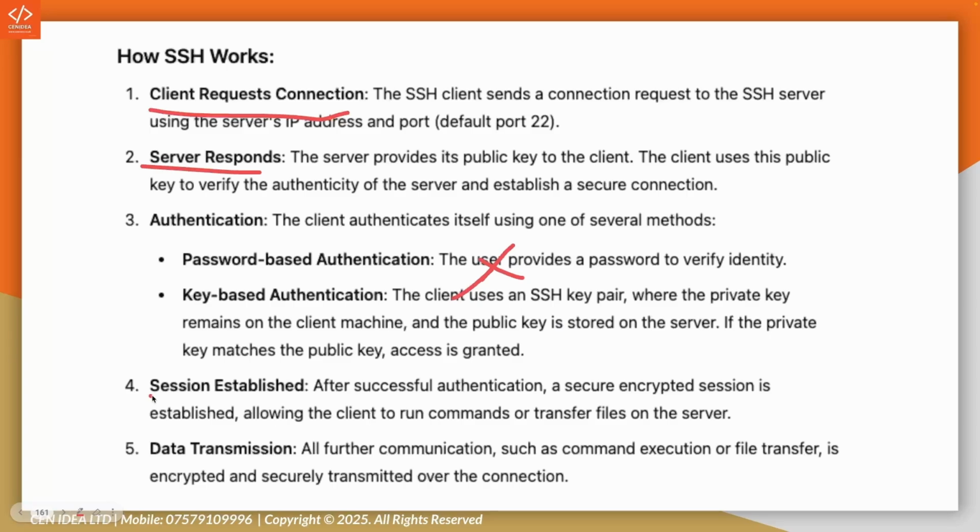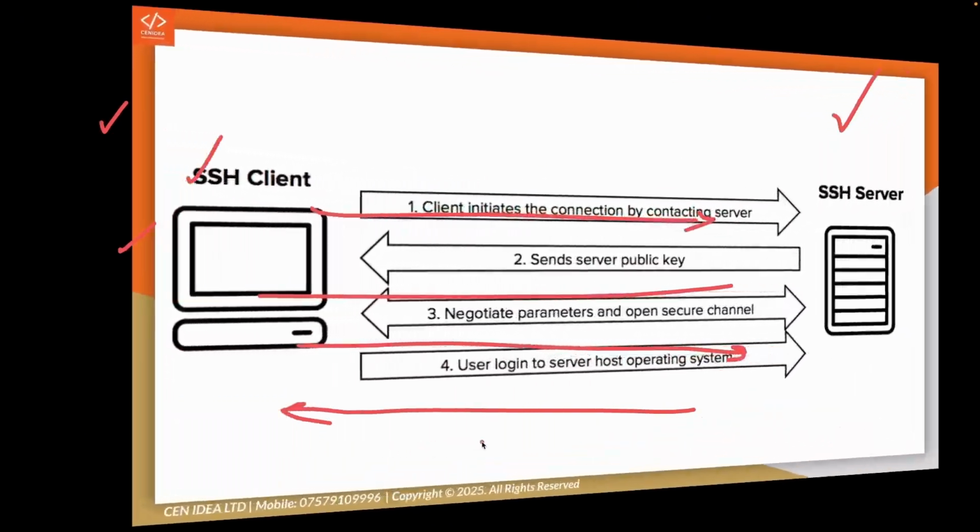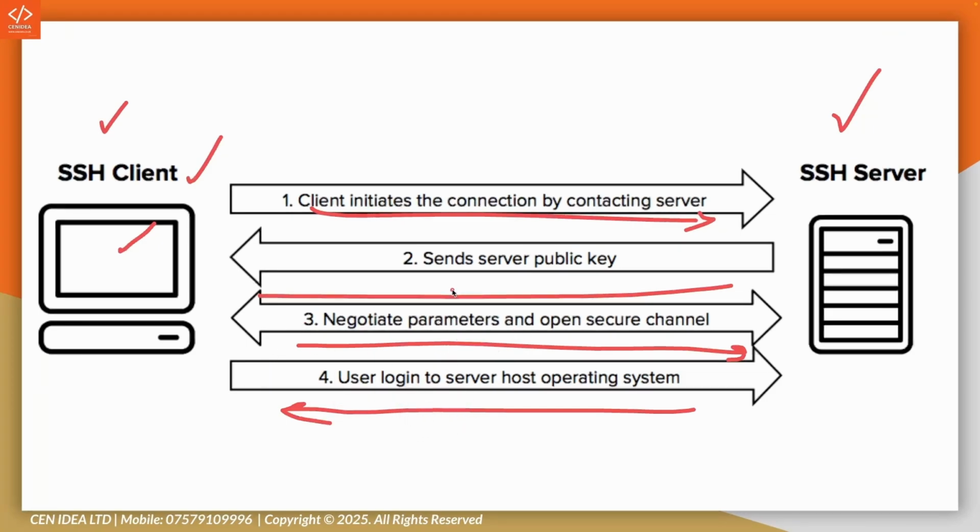And then session establishment. After successful authentication, a secure, encrypted session is established, allowing the client to run commands and transfer files over the server. And then data transmission, which is all further communication such as command execution and file transfer, is encrypted and securely transmitted. So say for instance, you are doing this transmission, these two systems are connecting, and if somebody intercepts in the middle, he or she would get scrambled data. Really, it cannot make sense of it unless they have the public and private key to decrypt that.